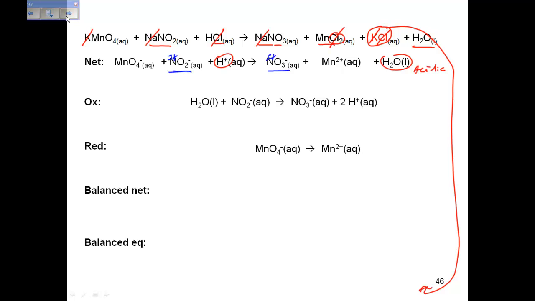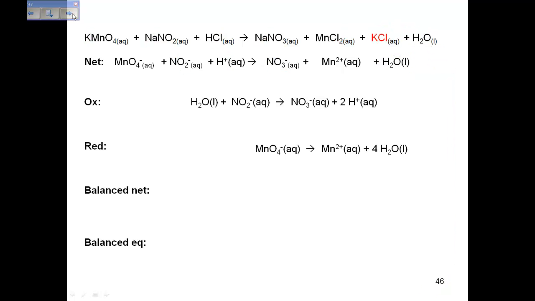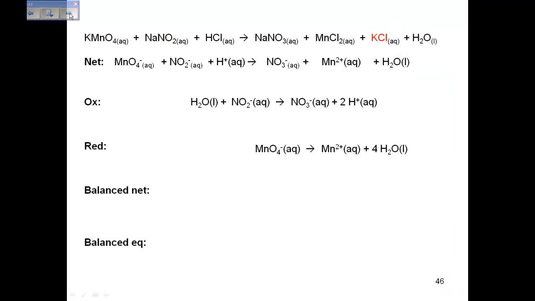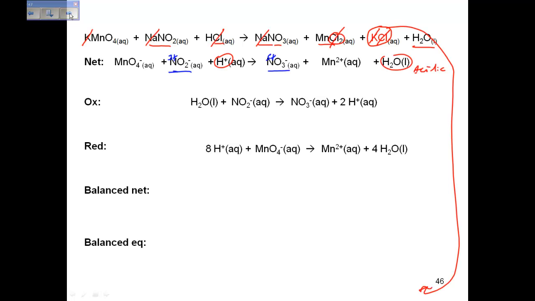The reduction, I got MnO4, got manganese on both sides, not a problem, but I have an oxygen problem. I need 4 of them, so I'll go ahead and add 4 waters to the product side. Then I'm going to add 8 H+ to the reactant side. Now my atoms are balanced.